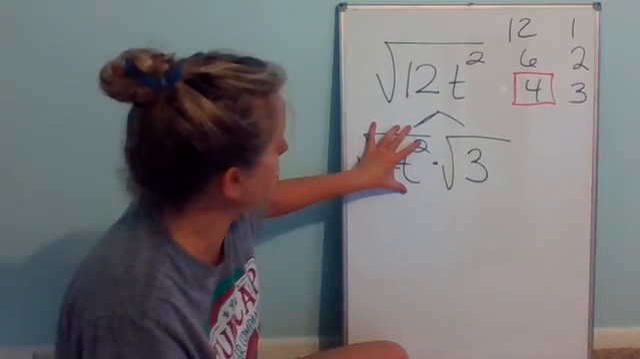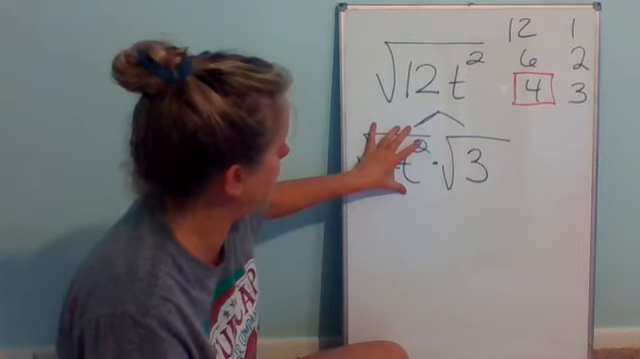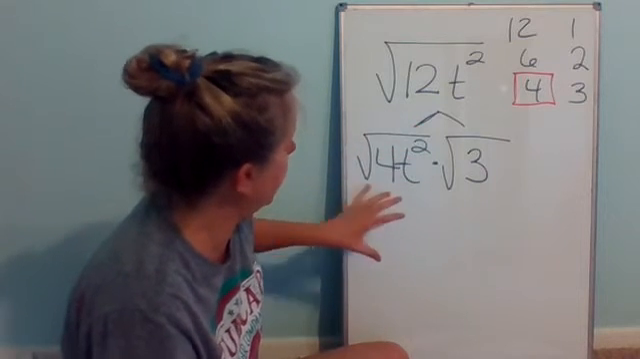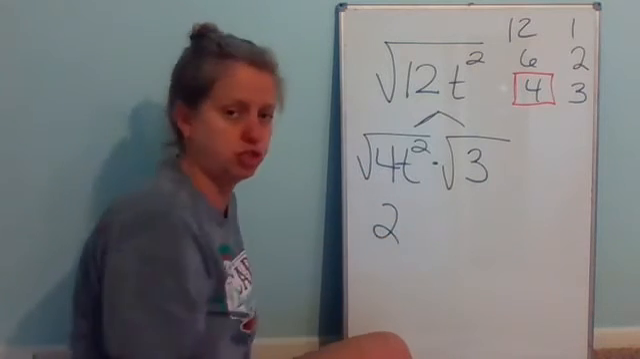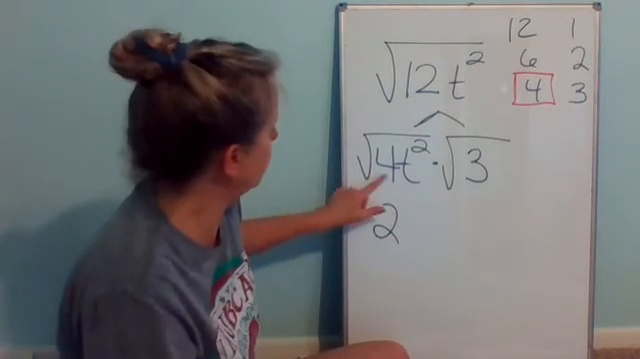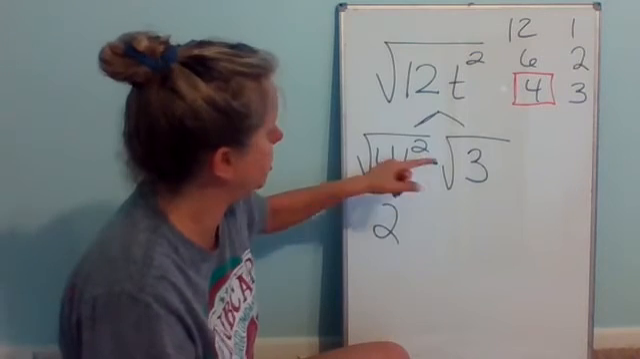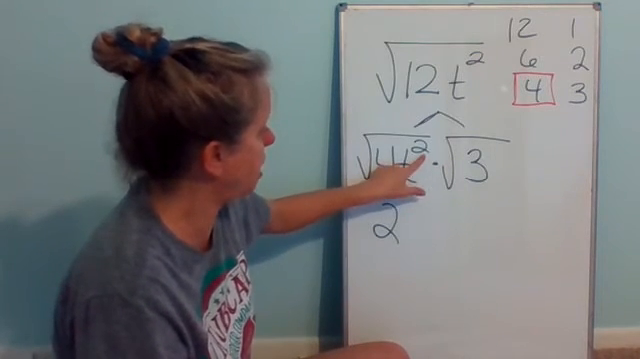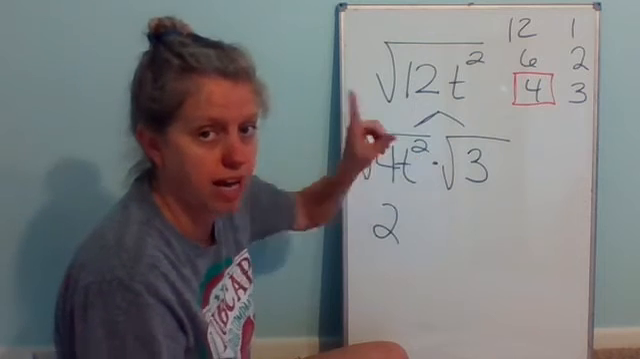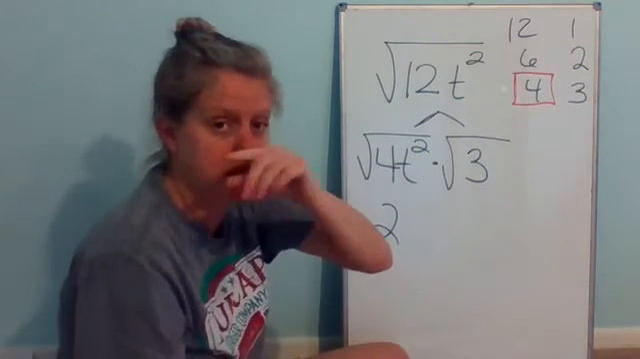So I say this is a perfect square. That's why I put it all in here. If I want to simplify that, I should be able to now. The square root of 4 is 2. The square root of t squared is t, right? If I divide that exponent by 2, I get 1. T to the first power is just t.